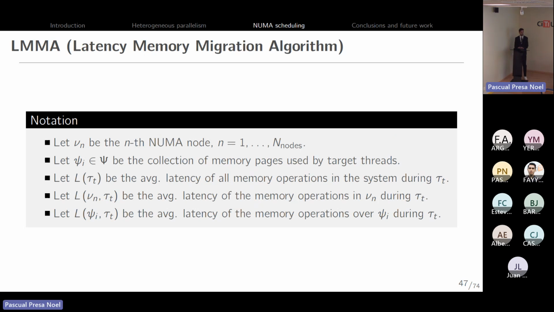Moving on to the memory page migration algorithm, we use a very similar notation. We use the Greek letter nu for the NUMA nodes of the system, the Greek letter psi for the memory pages, and capital L is used as a function that gives us the average latency of the whole system, the particular NUMA nodes or particular memory pages.